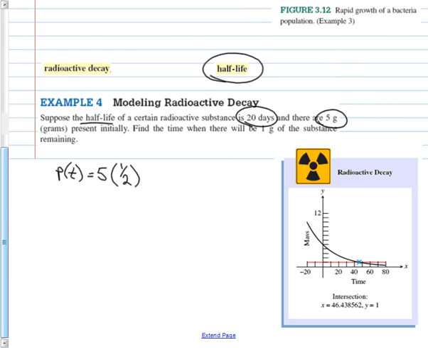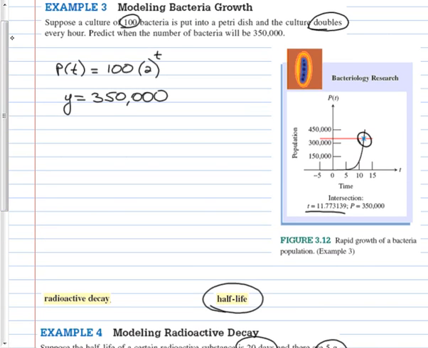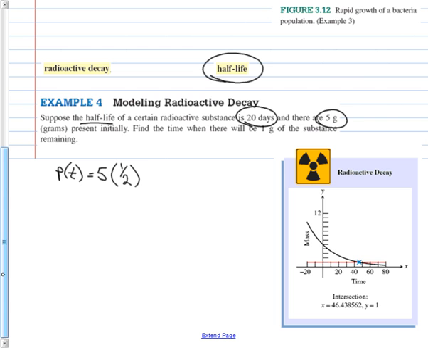Now it takes 20 days. The previous one, it just took 1 hour. If I back up to this one, I could call this t over 1, time every 1 hour. But this one is going to be t over 20, because it takes 20 days for this. So you get 20 1/20ths, and you have half of it gone by then. So it happens every 20 days, we just go t over 20.